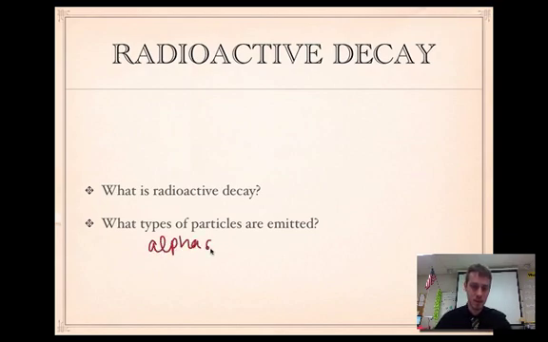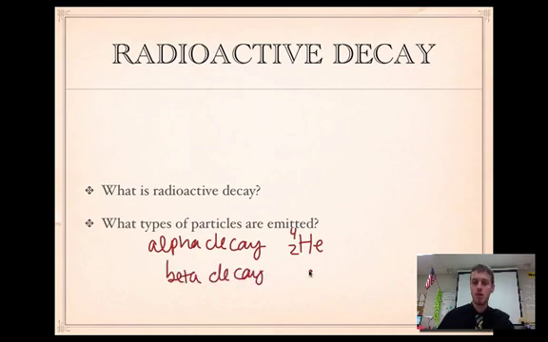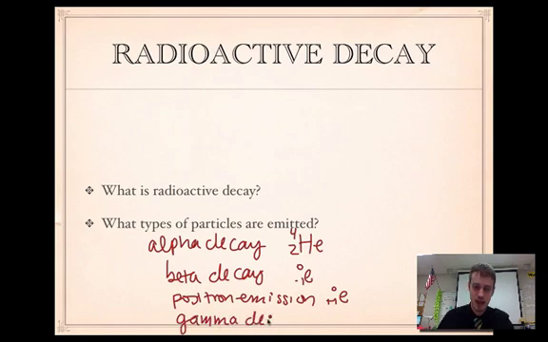alpha decay, which has an alpha particle that's emitted. We can have beta decay, in which I emit a beta particle, or I can have a positron emission, and I emit a positron, or I can have gamma decay, in which you just emit a gamma particle.